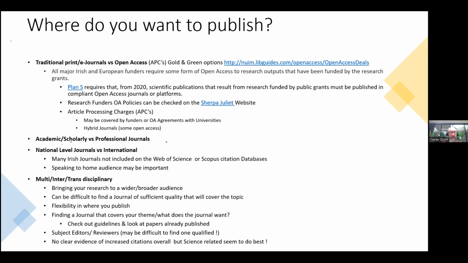And that kind of leads into this idea of, do people in the multidisciplinary journals really get your work? So with the editors and reviewers, how do you find someone who's actually qualified to assess your work as such? So while it might be appealing to go into a multidisciplinary journal, if the editors or the peer review team there aren't really understanding your work, that can be a problem for you. No clear evidence of increased citations overall, but science-related seems to do best in these. But science-related journals tend to do best anyway. So it's hard to really track that. You do know you'll get your work to a broader audience, but whether that translates into actual citations is another matter. Okay.